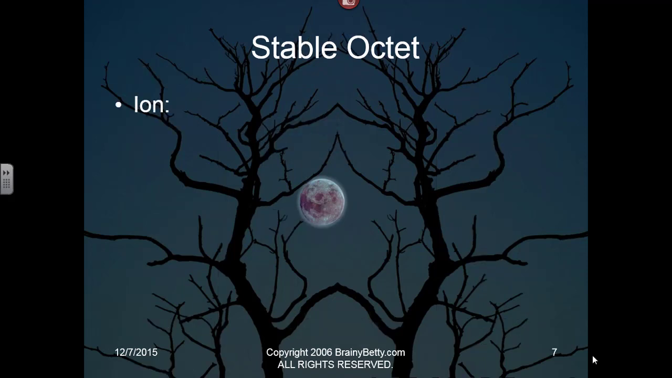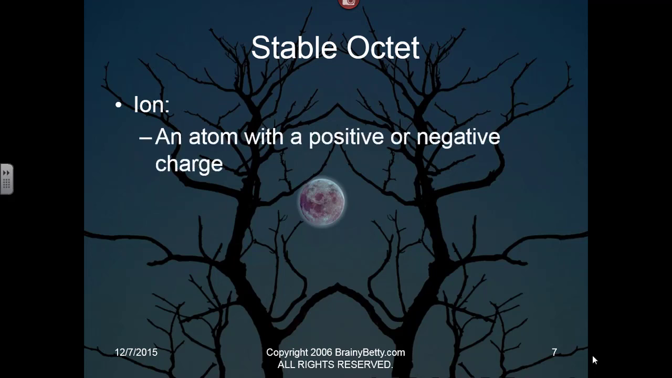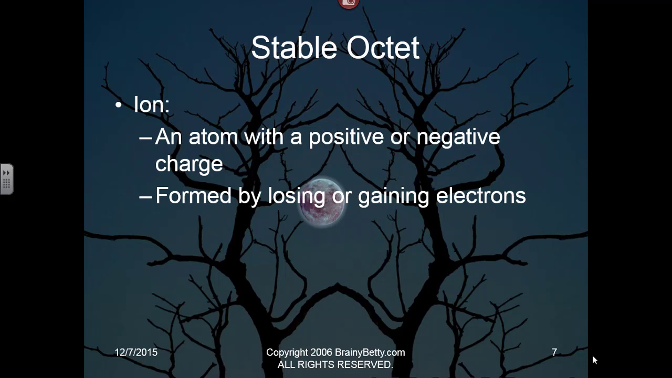Time out for vocabulary. What is the word ion? An ion is an atom with a positive or a negative charge. That means it's either lost or gained electrons. You never lose or gain protons when you're talking about ions. We're only talking about losing or gaining electrons. If you change the number of protons, then you change what element you have. That's not what we're doing. We're just changing electrons, which makes the ion either positive or negative.